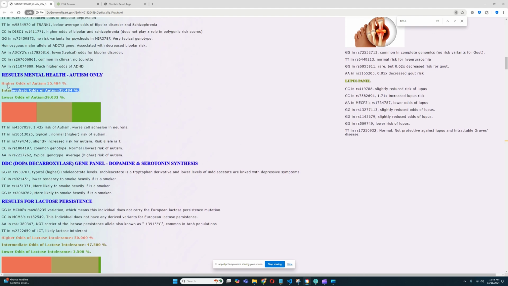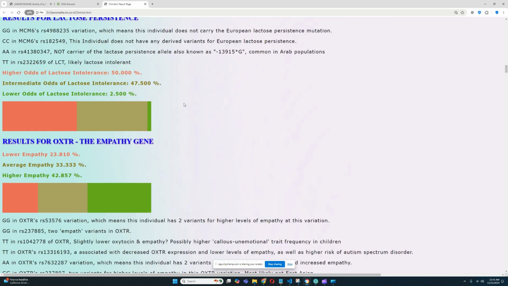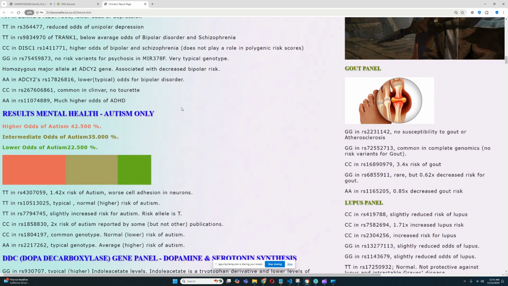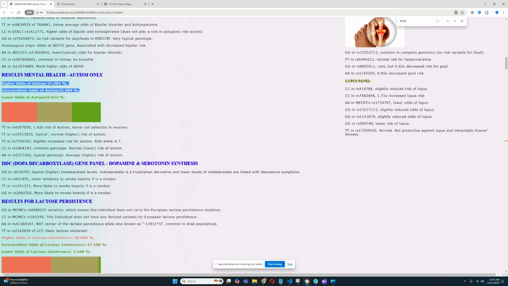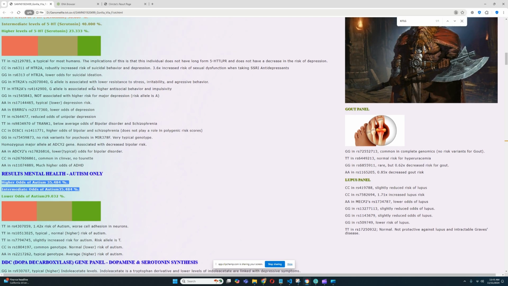Gorilla's got intermediate or higher odds of autism. Let's look at chimp. So chimp's got higher odds of autism for sure, but the gorilla is kind of on the border. Gorilla is between higher and intermediate for odds of autism, which is certainly very interesting. So chimp versus gorilla: chimp has got very high odds of autism. Gorilla's on the border between high and intermediate.